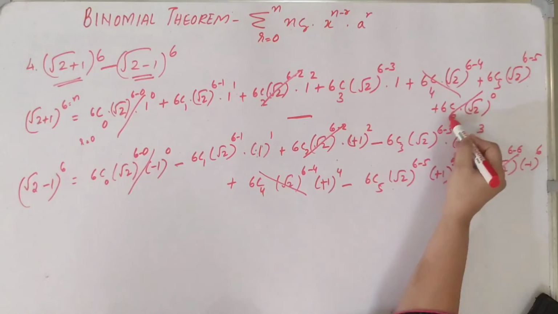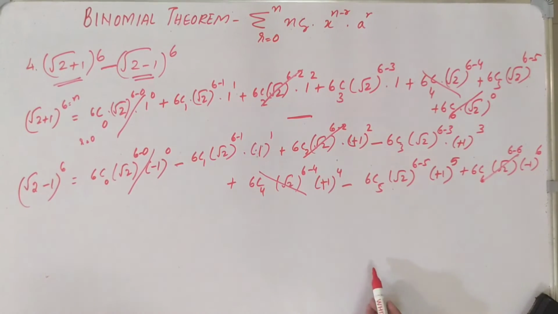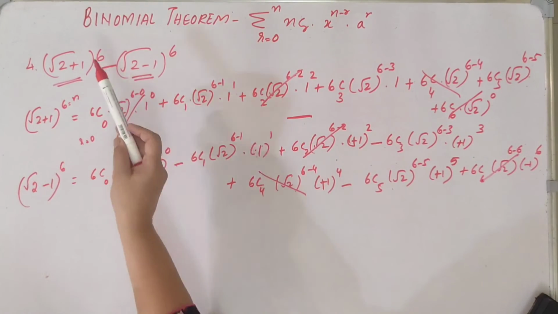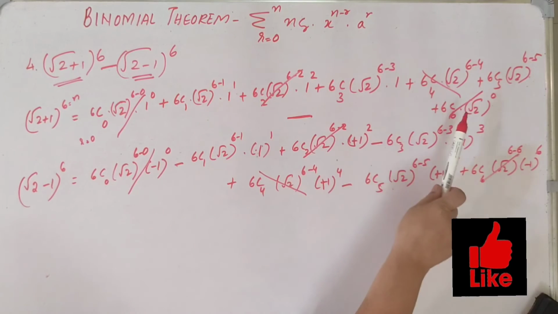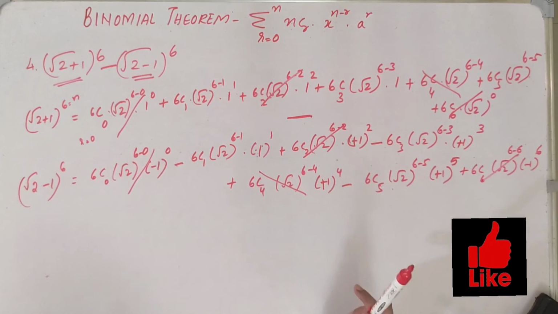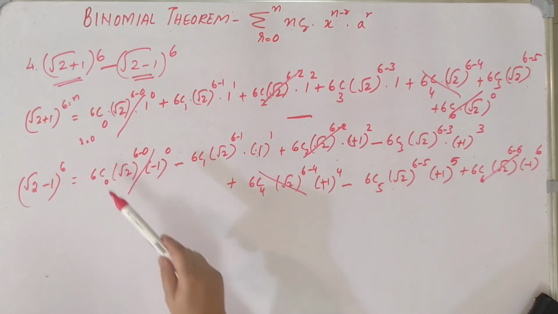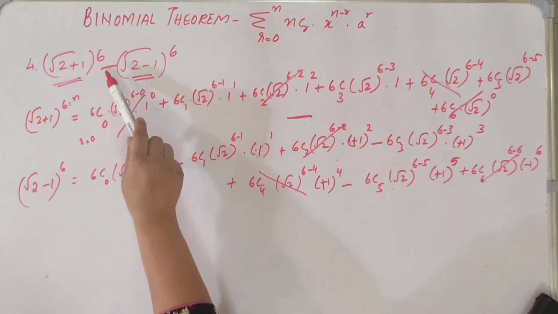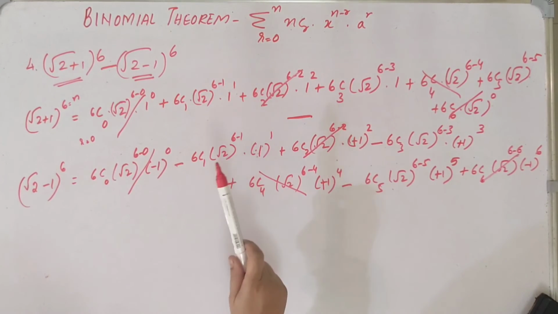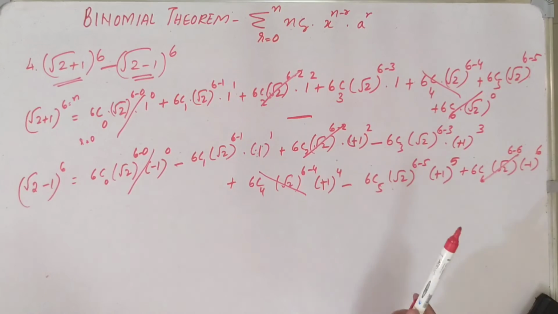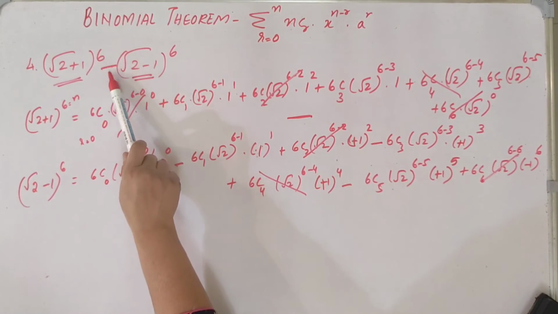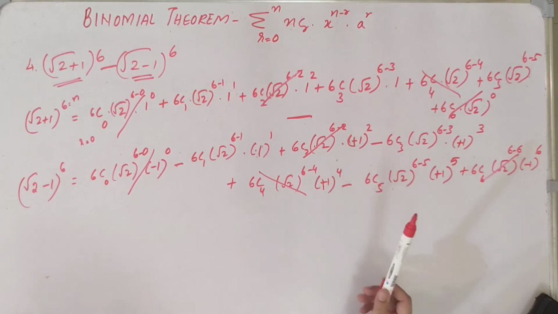This will get cancelled. I have another tip here actually. Whenever there is a subtraction, the first, third, fifth, the odd terms will get cancelled. That's a tip. So here if you see, in the other example when there was a positive sign here, the even terms, that is the second, fourth, sixth used to get cancelled. But here since there is a subtraction, the first, third, fifth will get cancelled.